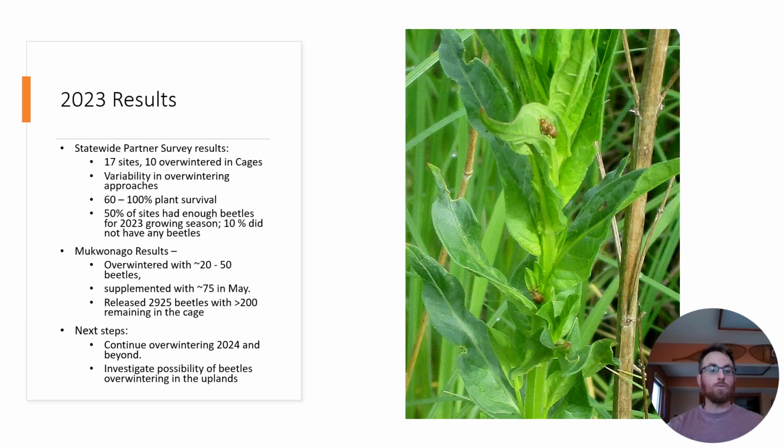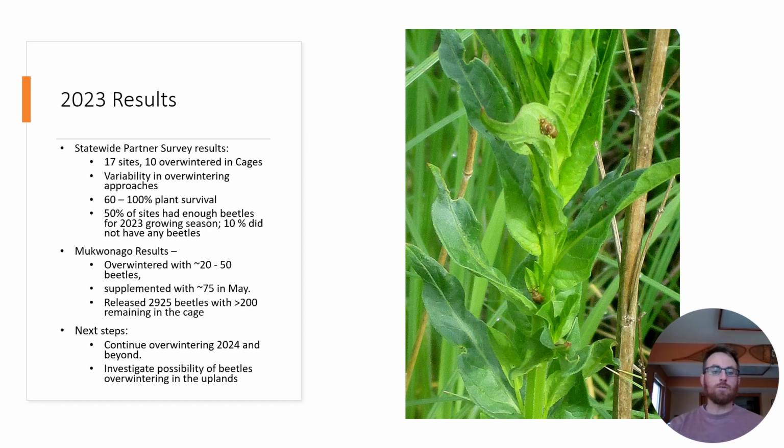In the winter of 2022 to 2023, we had 17 sites that tried overwintering beetles. 10 of those sites overwintered in cages, and the rest of the sites had different setups that they were using. There was a bit of variability in the overwintering approaches, but overall we found that there was a high degree of plant survivability. And about 50% of the sites ended up with enough beetles for the 2023 growing season. So it looks like this has some promise.